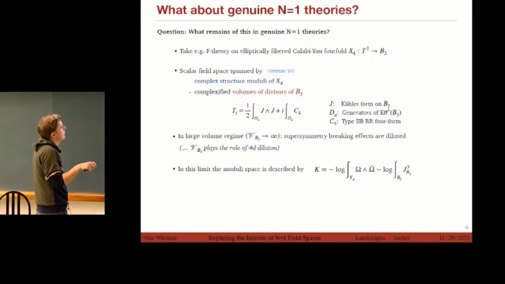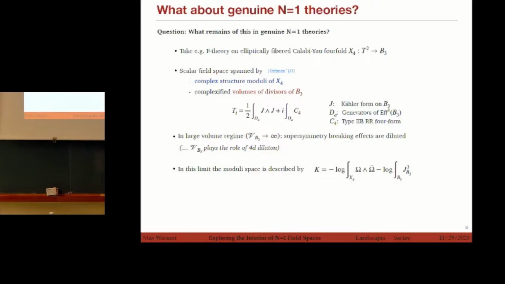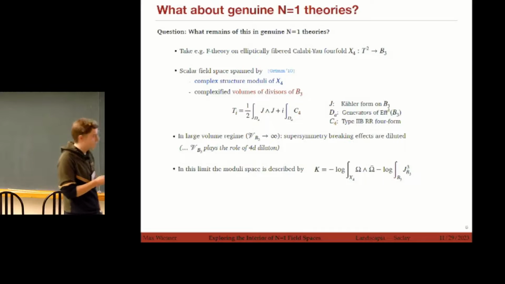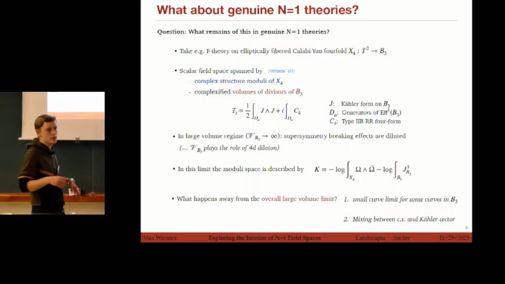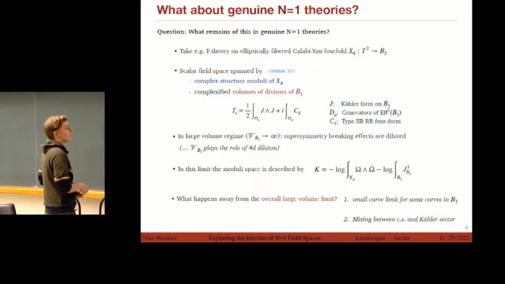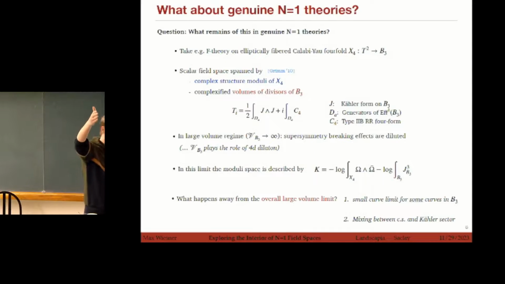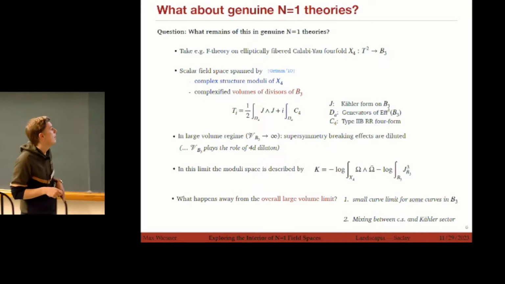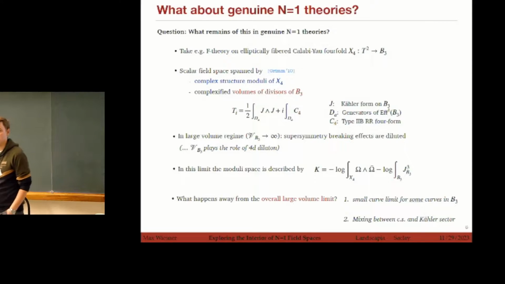And in this limit, the moduli space just factorizes between the complex structure sector and the Kähler sector. And this is what oftentimes is a starting point to investigate what is happening in F theory. But the question is, what happens away from the overall large volume limit? What happens if we do not dilute the supersymmetry breaking effects infinitely much? What happens, for example, in the small curve limit for some curves in B3, where in type 2A, on a Calabi-Yau threefold, we know what is happening thanks to mirror symmetry, and we can infer the structure there? And what about the mixing between complex structure and Kähler sector that I think Eric also raised in one of his questions?